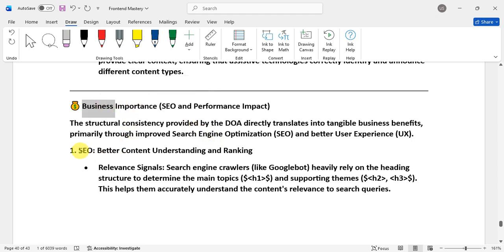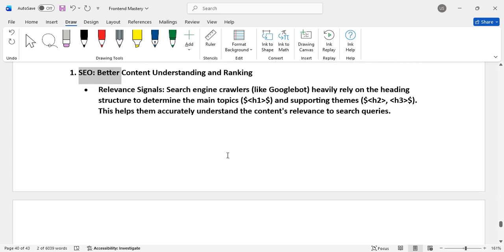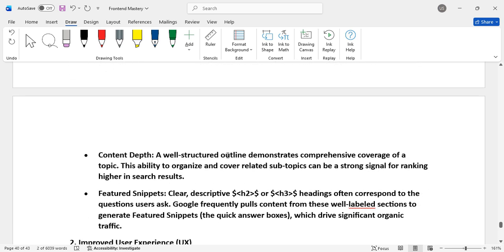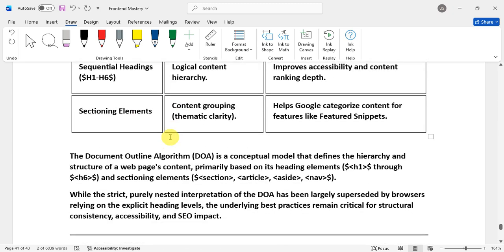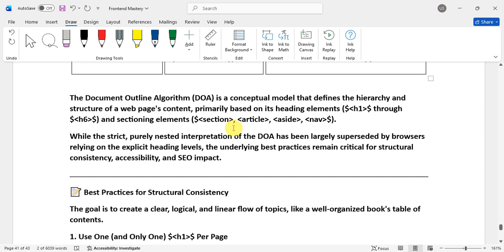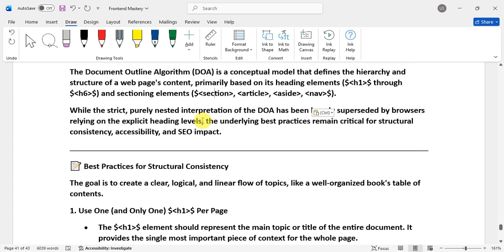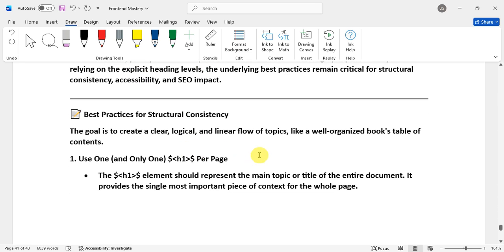The business importance of DOA is basically for SEO. SEO means how Google ranks our content, and that is the most important thing, along with accessibility. The document outline is a conceptual model that defines the hierarchy and structure of a web page: h1 through h6 and sectioning elements like section, aside, and nav. It is also important how section, article, and aside are used in our main tag.